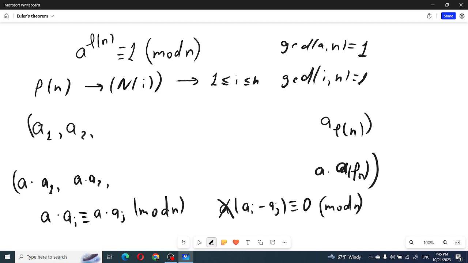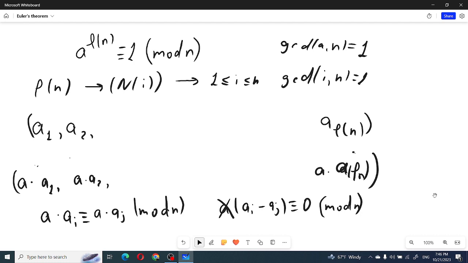So this is impossible, and every number in this set will give us a different remainder modulo n, and all of them must also be coprime. So finally we got phi n numbers which are coprime to n, and they don't have any common remainder modulo n. So this means that these two sets must be the same permutation.